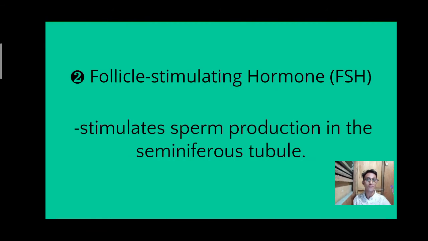Now, the second hormone we have is the follicle stimulating hormone. This hormone is responsible for sperm production in the seminiferous tubule. From its name, sperm production, this is the hormone responsible for sperm making in the seminiferous tubule. And as said earlier in this video, the seminiferous tubule is the site where sperm making happens.